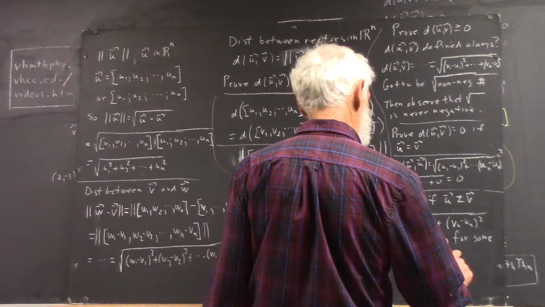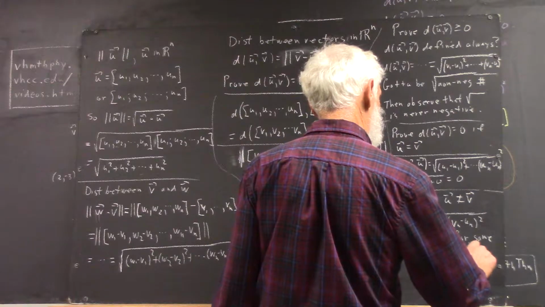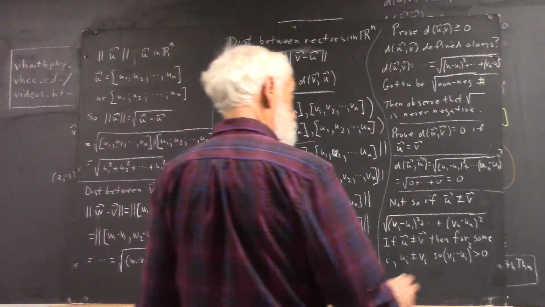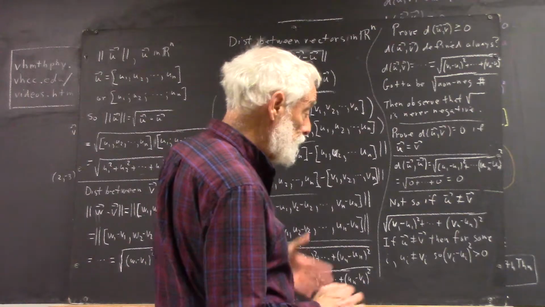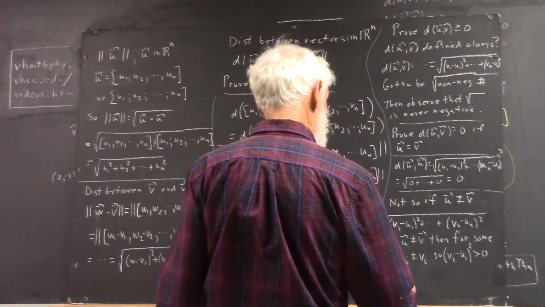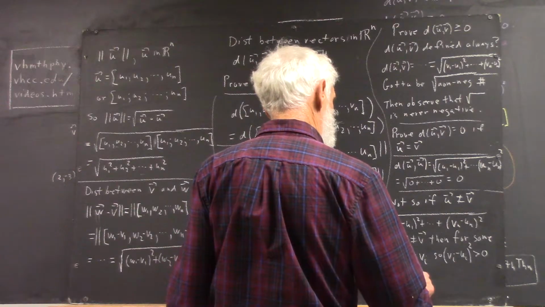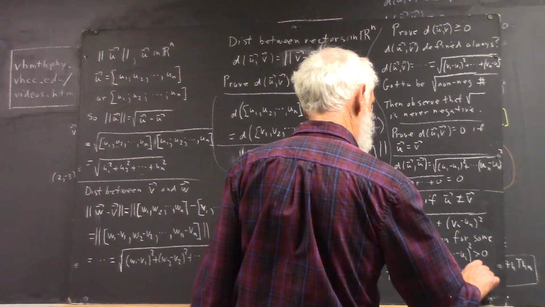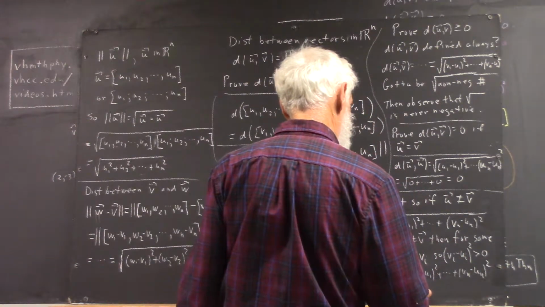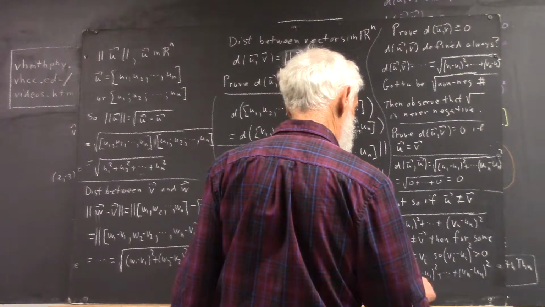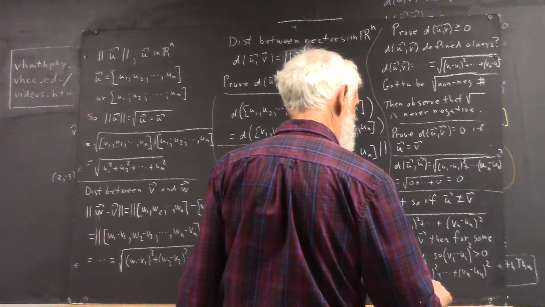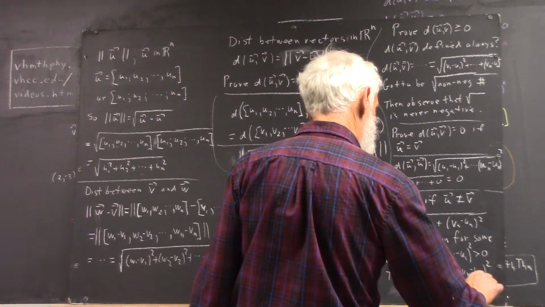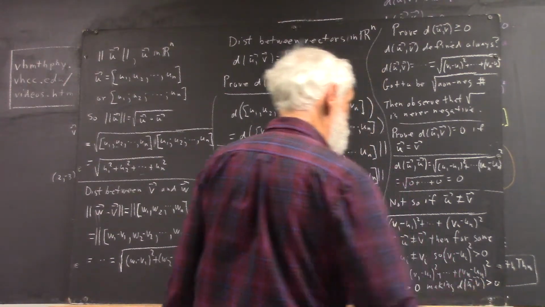So v sub i minus u sub i squared is going to be greater than 0. Okay? Since v sub i minus u sub i can't be 0. If it was 0, then v sub i would be equal to u sub i. I can say not only is it not equal to 0, it's going to be greater than 0. And that's going to make the distance from u to v greater than 0. Okay.